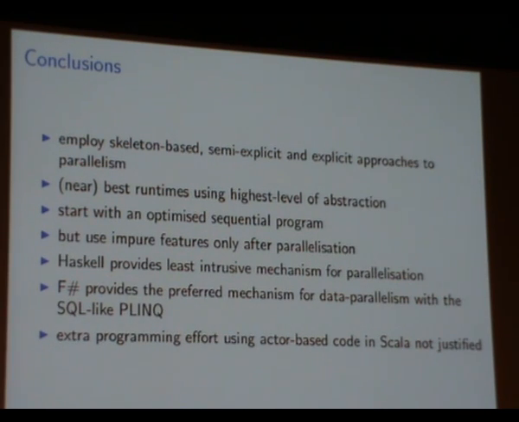So what we can say is that Haskell provides the least intrusive mechanism for parallelization, and F# provides the preferred mechanism for data parallelism with a SQL-like pinning. In the case of Scala, extra programming effort using the actor-based model isn't really justified, because just using the parallel collection gives okay performance.